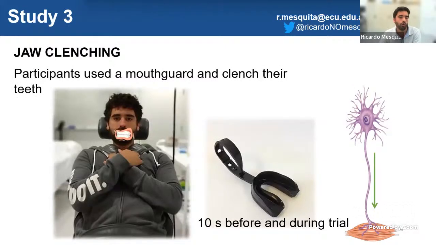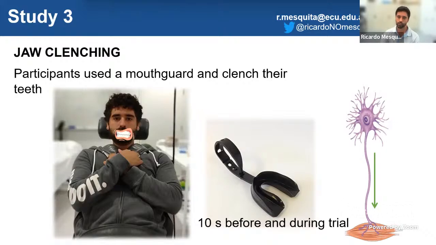Maybe some of you are aware that by clenching our teeth, we can produce more force. There are several studies that have shown improvement in exercise performance during jaw clenching, but we really don't know the underlying mechanism. So we asked participants to clench their teeth on a plastic mouth guard that was fitted to their jaw by putting it in boiling water first.